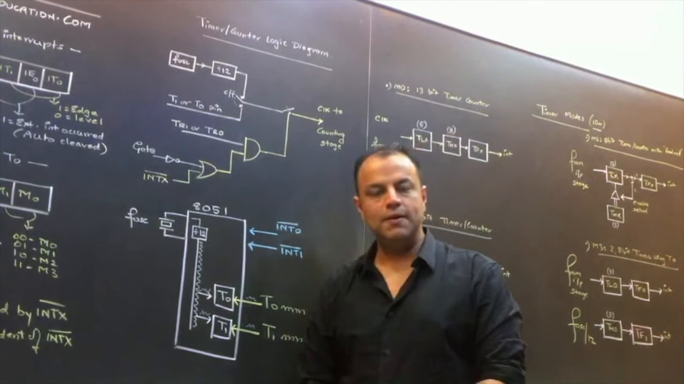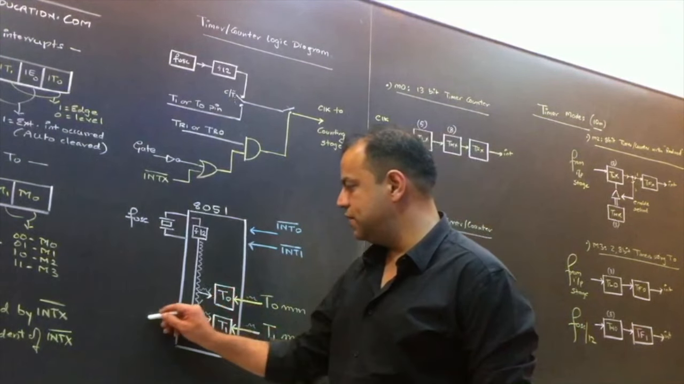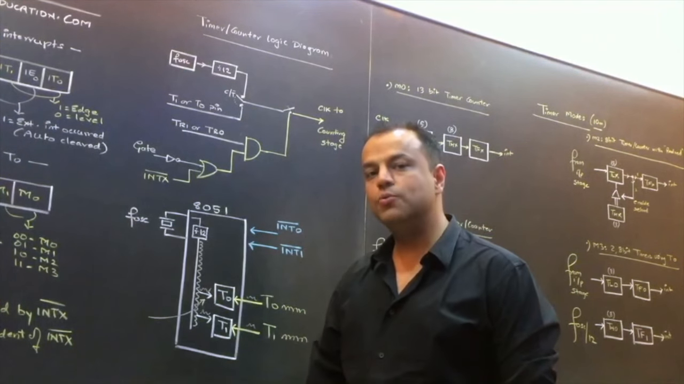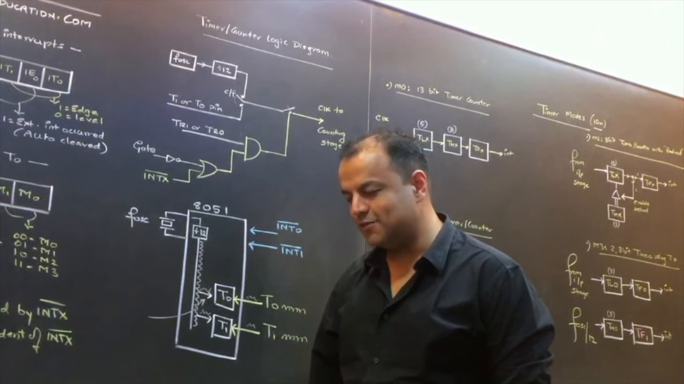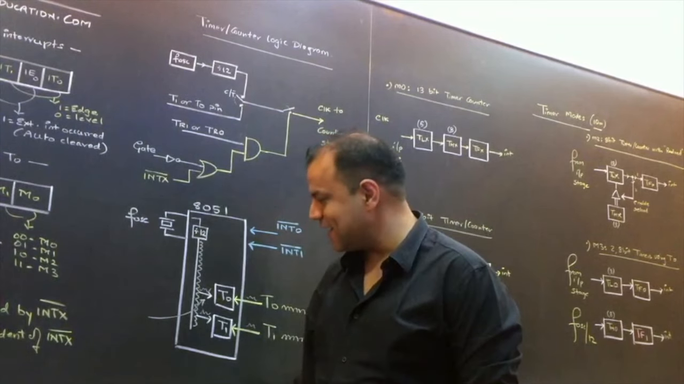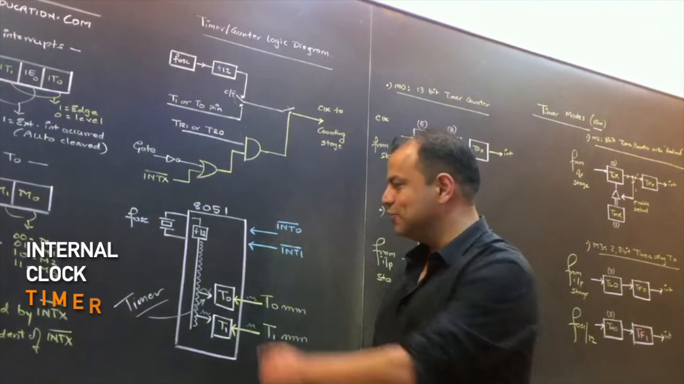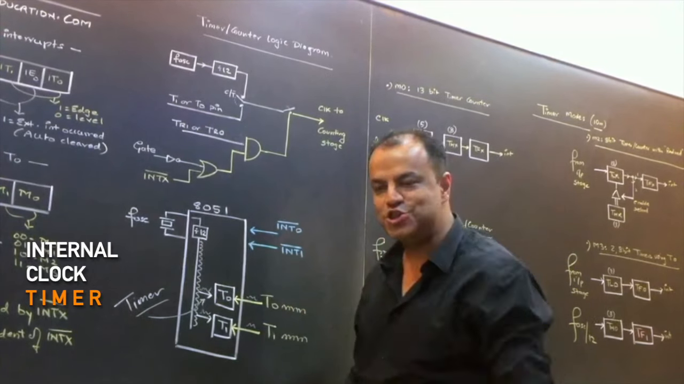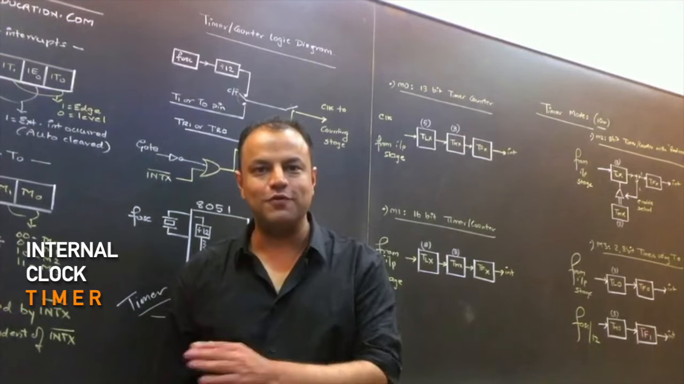Now tell me, please make the last 20 minutes of my effort worth it. If you take the internal clock, you're working as a what? Timer or counter? Give me one clear answer. You're taking the internal clock, you're working as a what? Exactly. You're working as a timer. Why? Because this clock's frequency will never change. If it is 1 megahertz today, it will be 1 megahertz for the rest of the life of this 8051.